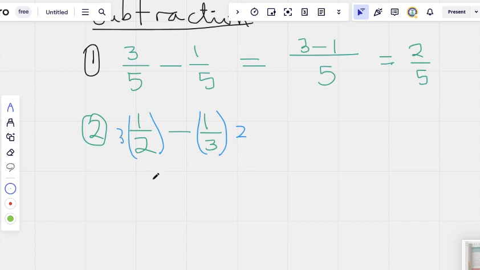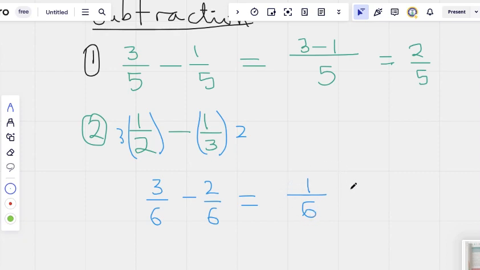3 times 1, we get 3, over 3 times 2, we get 6, minus 2 times 1, we get 2, over 2 times 3, we get 6. So you see, this is clearer now. Once you have this, you write the denominator the same, you just write one denominator. 3 minus 2, you get 1. So our answer will be 1 all over 6. Is that okay?